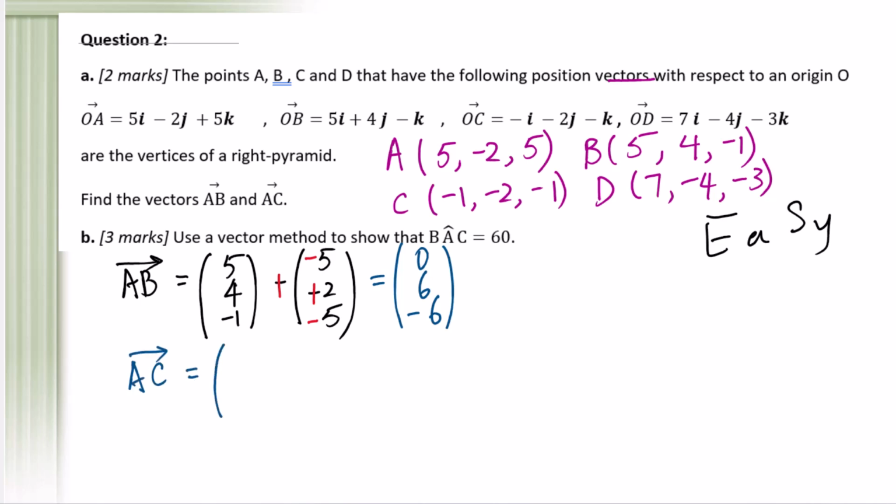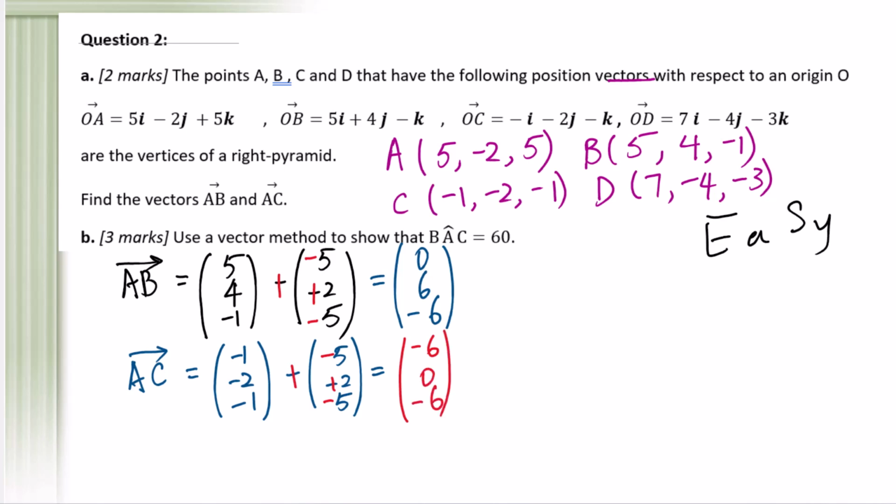AC equals C minus A, (-1, -2, -1) minus (5, -2, 5) equals, change sign, plus, negative, positive, negative, (-6, 0, -6).